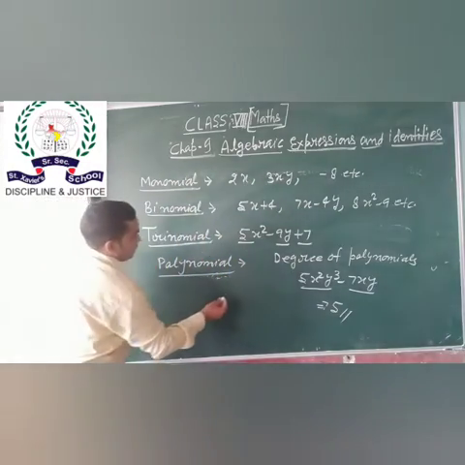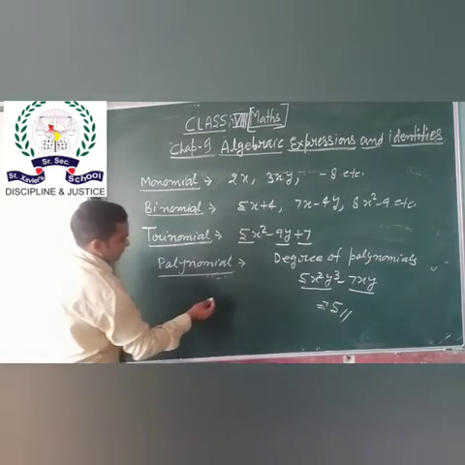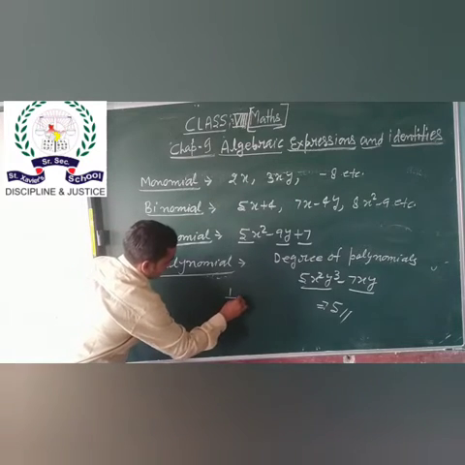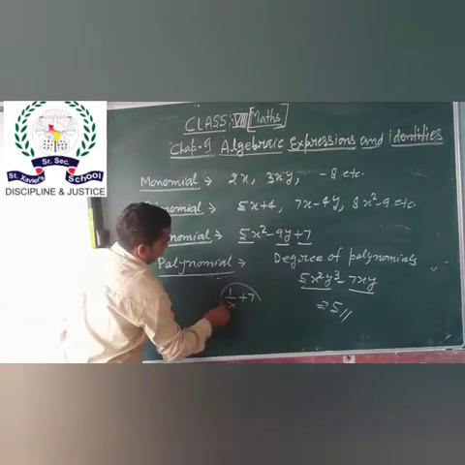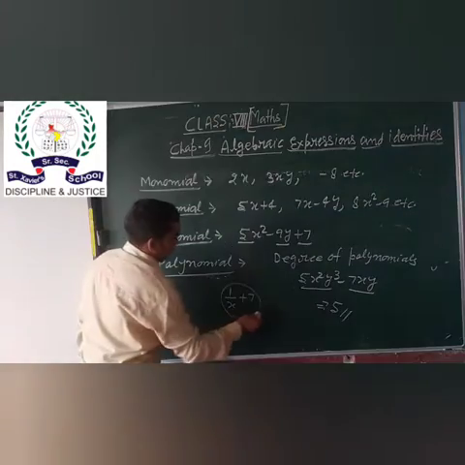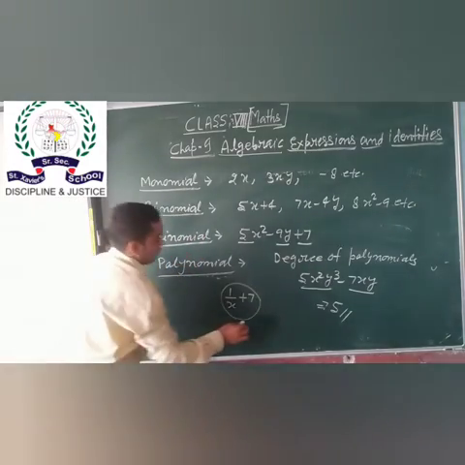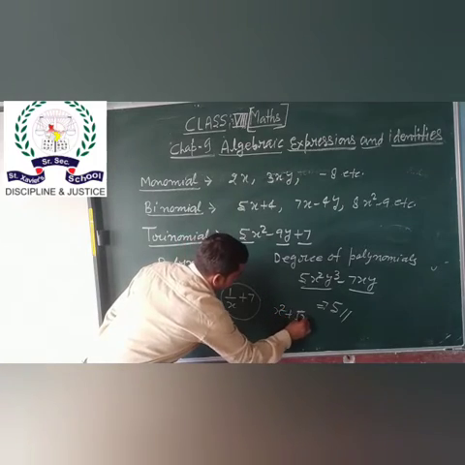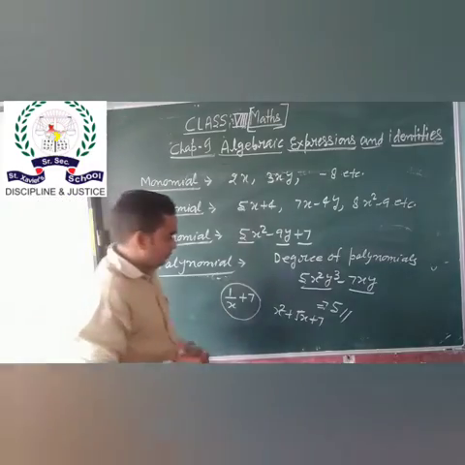If the expression has a negative power, for example 1 upon x plus 7, then this is not a polynomial. Or if the expression has a fractional power, that means x square plus root x plus 7, this is also not a polynomial.